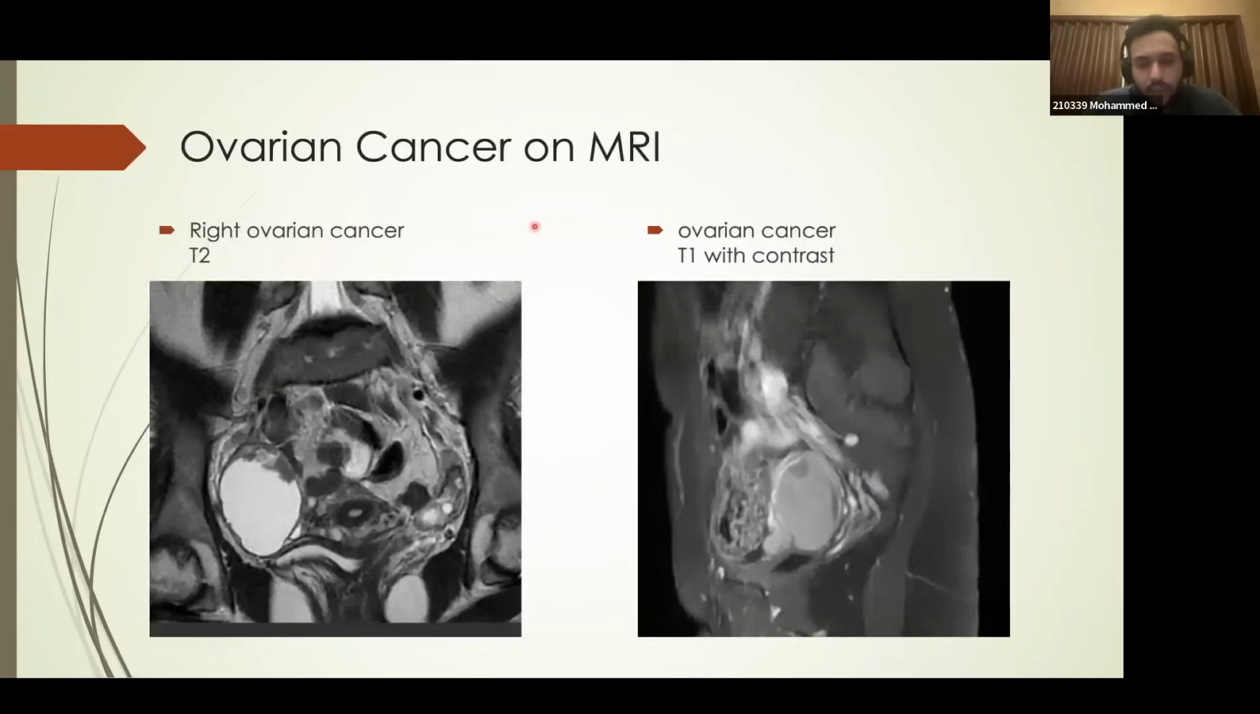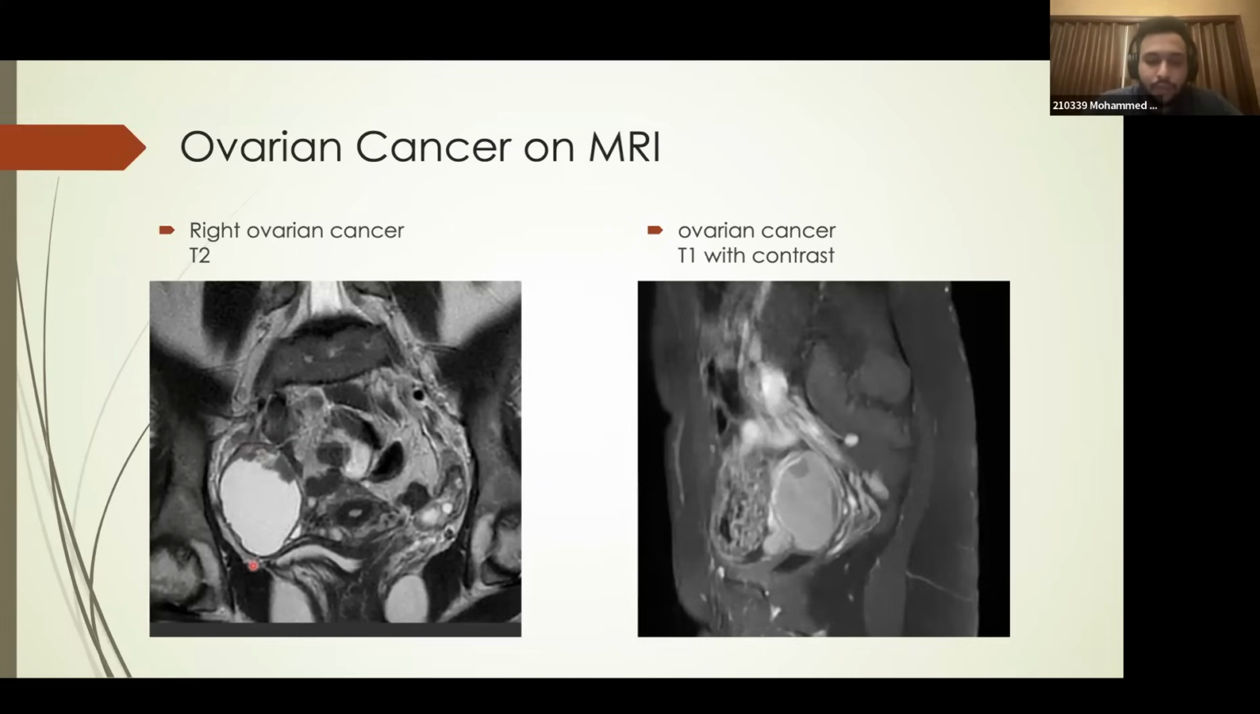Now, MRI is very good at visualizing ovarian cancer, and you can tell the same exact thing over here. This is a T2 weighted image, and you can tell this is the right ovary, and it's very big. Ovarian cancers, by the way, just so you guys know, are very, very huge. Usually a patient will present with abdominal distension and a bunch of different things. Basically, it's very ugly.